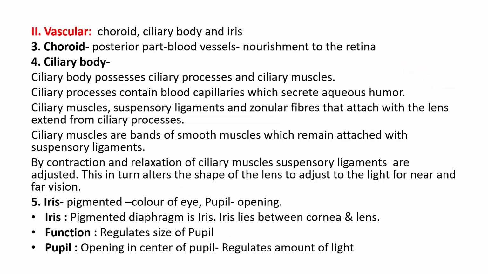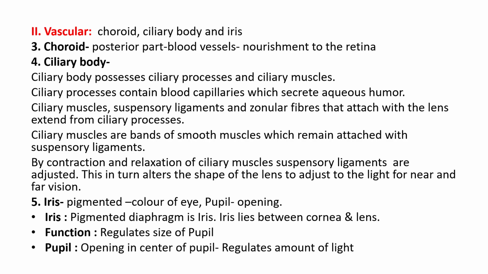The second is the vascular layer, and it contains the choroid, ciliary body, and iris. The choroid is the posterior part which contains blood vessels and gives nourishment to the retina. The next part is the ciliary body, which consists of ciliary processes and ciliary muscles. The ciliary processes contain blood capillaries which secrete aqueous humor, which is present in the anterior chamber of the eyeball. Suspensory ligaments and zonular fibers that attach with the lens extend from the ciliary processes.